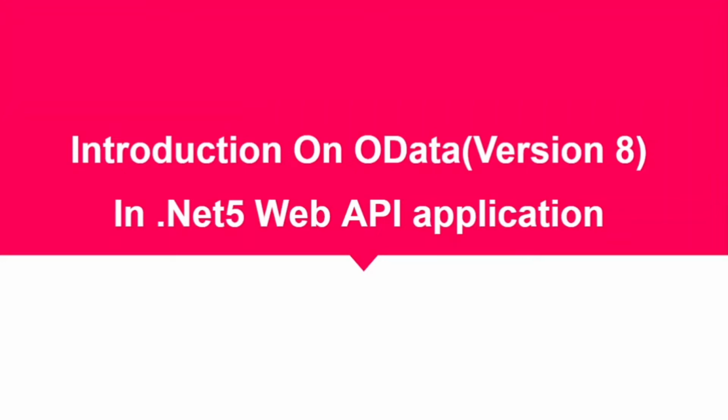Hi everyone. In today's video, we are going to do a demo on a .NET 5 Web API application where we are going to integrate OData. We are going to use the latest version, that is 8, in our .NET 5 Web API application.